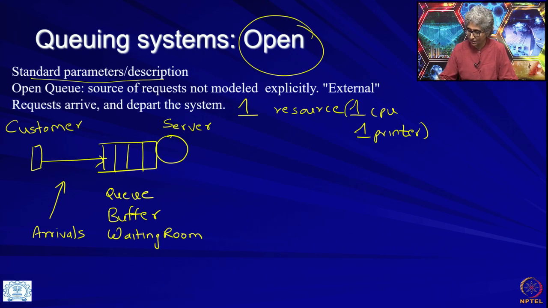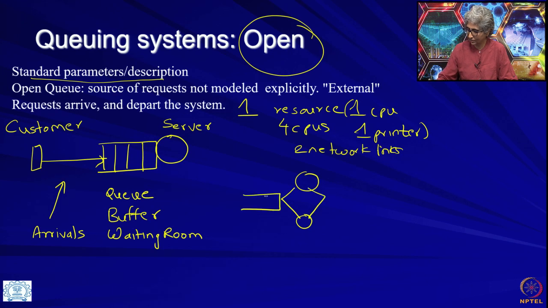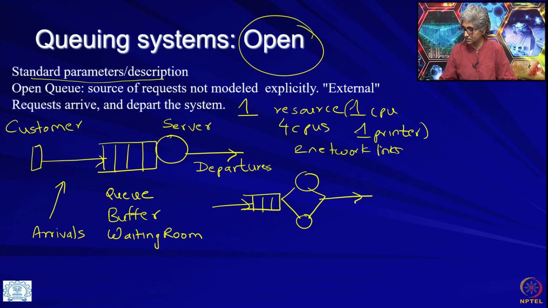We will go into more details. If there are more servers, so let us say there are, you know, 4 CPUs or 2 network links, how do we show them? We show them by having 2 circles. So, we can have something like this. That is it. We also show departures like this. There is an arrow, of course, whatever comes in gets the service and leaves, right. So, these are departures, and we can show this here also.